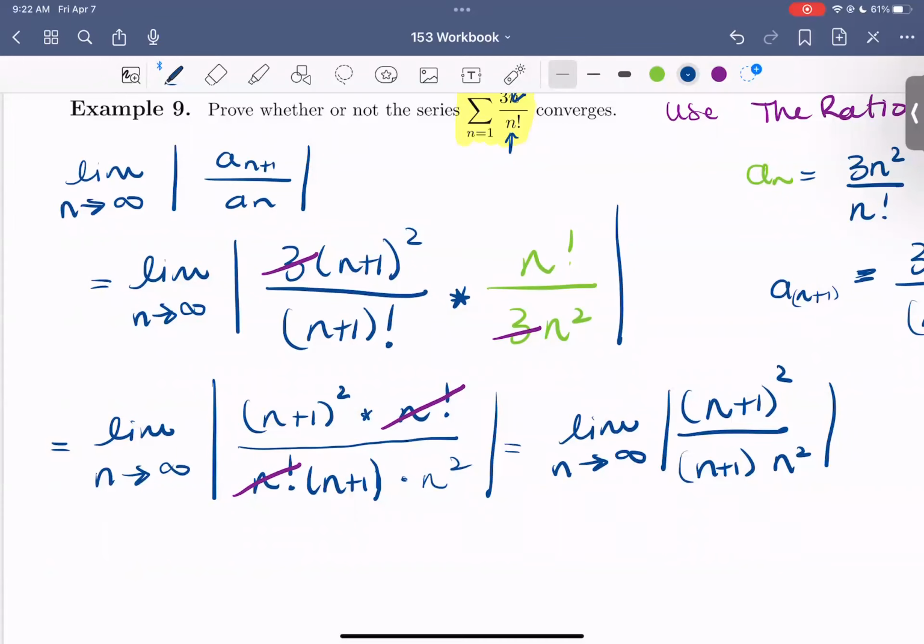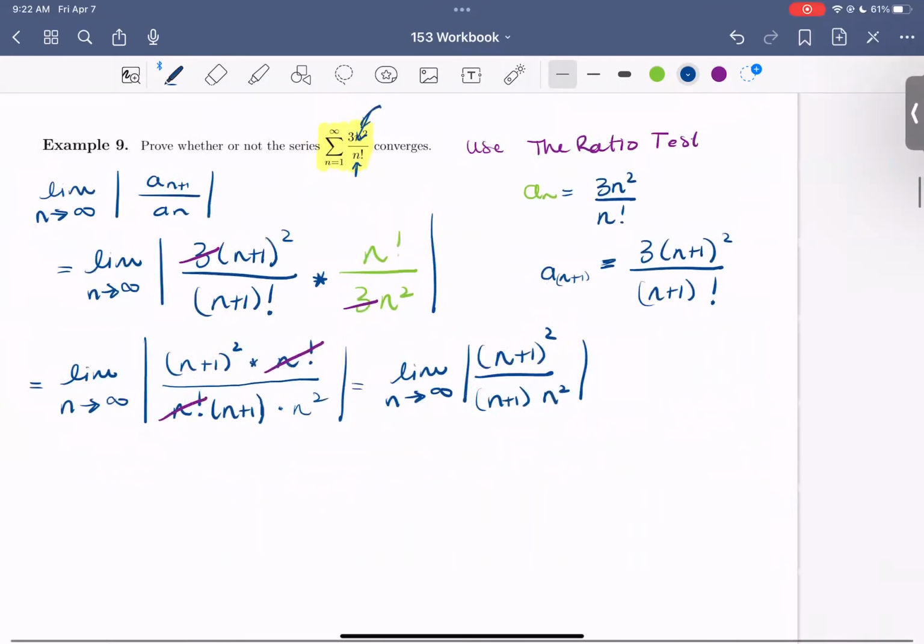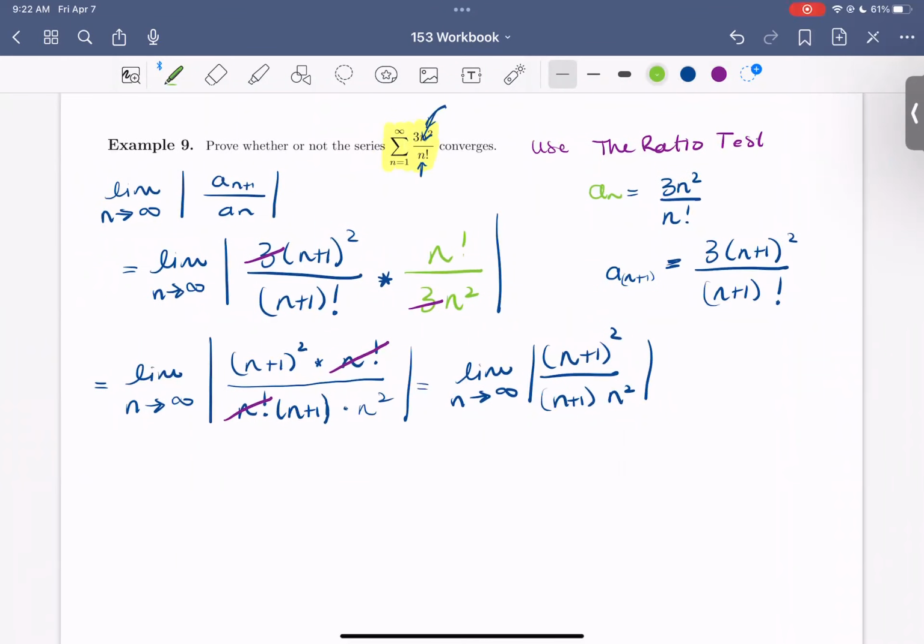All right, so let's just take a moment to pause and see if there's anything else we can see that could cancel. We should notice that we have an n plus 1 in the numerator, and it's just being squared, so we have 2 of those. And we have an n plus 1 in the denominator. So an n plus 1 in the denominator cancels with one of those n plus 1s in the numerator, helping to simplify even more. So then this is the limit as n goes to infinity of n plus 1 over n squared.